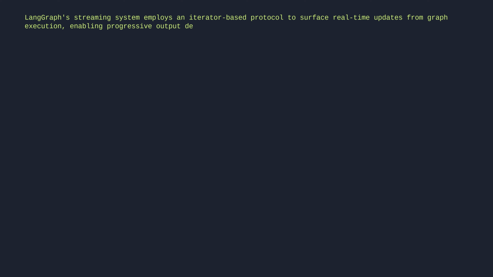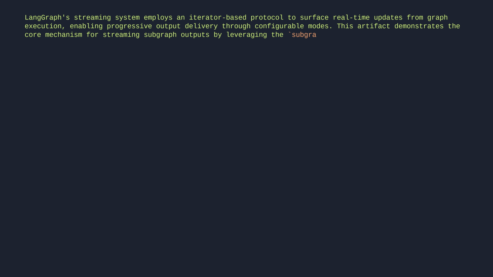LangGraph streaming system employs an iterator-based protocol to surface real-time updates from graph execution, enabling progressive output delivery through configurable modes. This artifact demonstrates the core mechanism for streaming subgraph outputs by leveraging the subgraphs equals true parameter in conjunction with the updates stream mode.